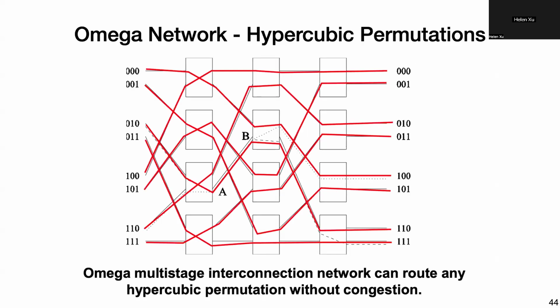This is just one example of how you route one hypercubic permutation through the omega network. So here, this is an example, 000 is going to 100. So the first bit is getting flipped. And then same here, we expect 011, and indeed it is 011.